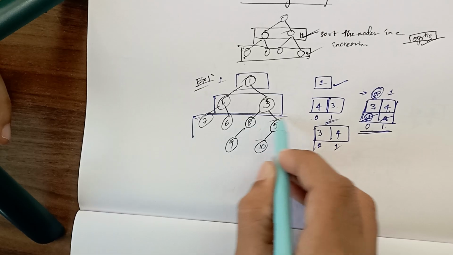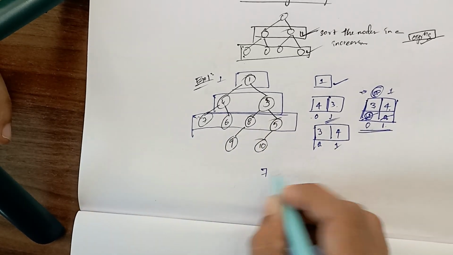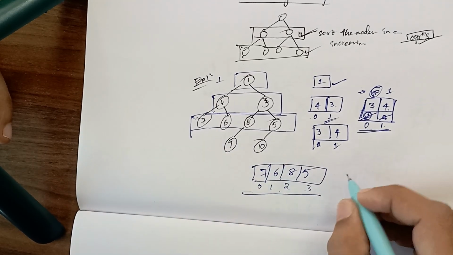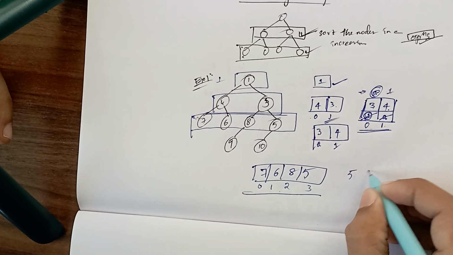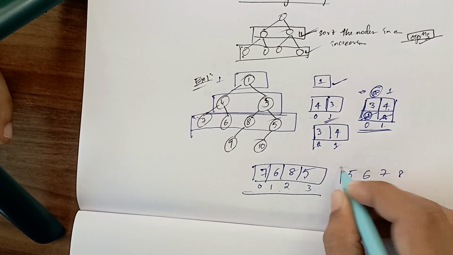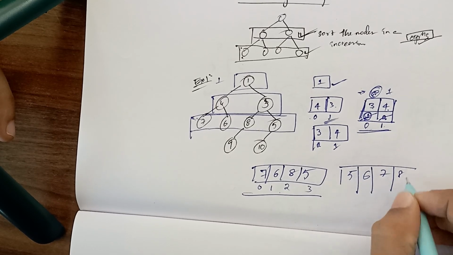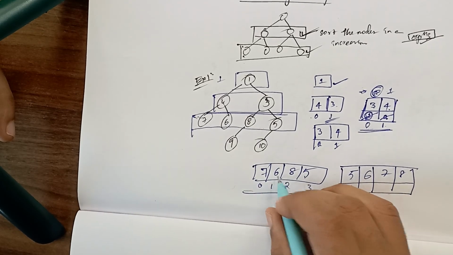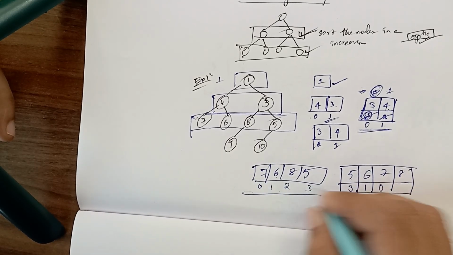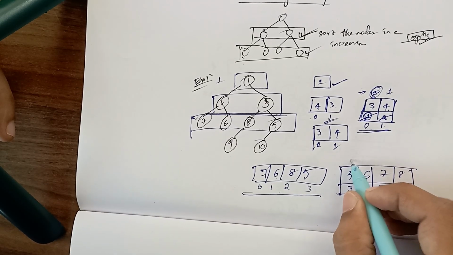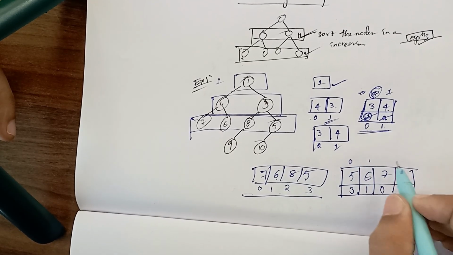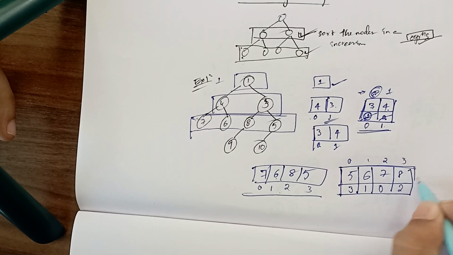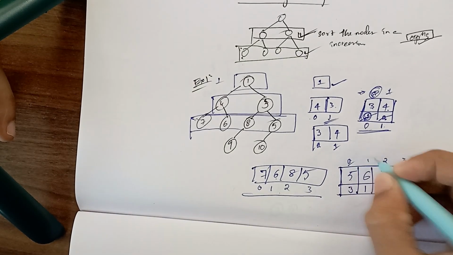Come to level 3: 7, 6, 8, 5. These are the elements in the binary tree. Now sort them: 5, 6, 7 and then 8. So where are they present? Let us store that too for every element. 5 is present at 3, 6 is present at 1, 7 is present at 0, 8 is present at 2. But 5 should be at 0, 6 should be at 1, 7 should be at 2, 8 should be at 3.